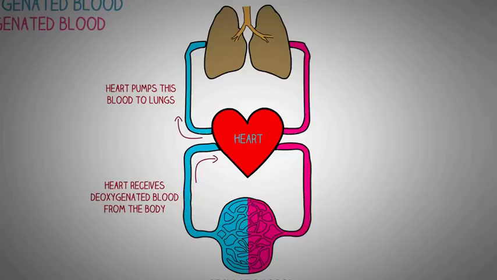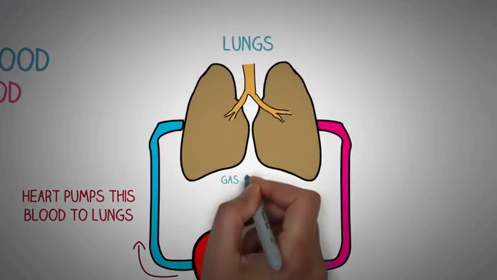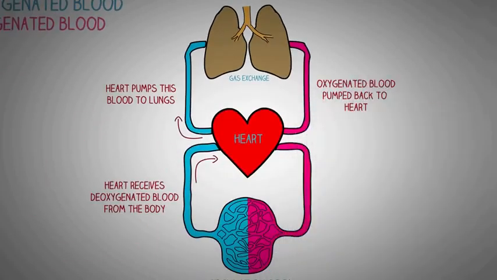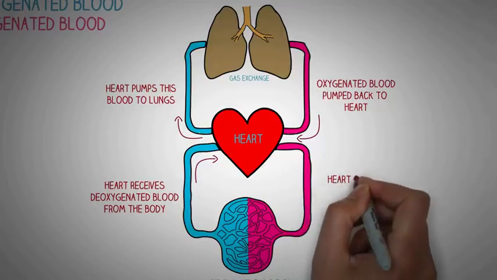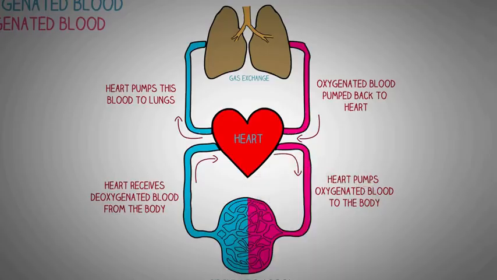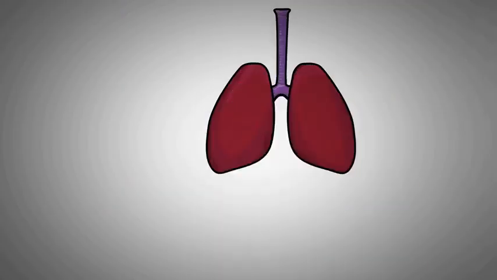In the lungs, this deoxygenated blood is subjected to gas exchange, which converts it into oxygenated blood, which is pumped back to the heart. The heart then pumps this oxygenated blood to the body, which utilizes the oxygen present in this blood. And again, this blood is converted into deoxygenated blood, which is pumped back to the heart.